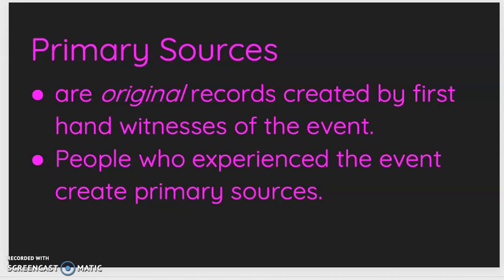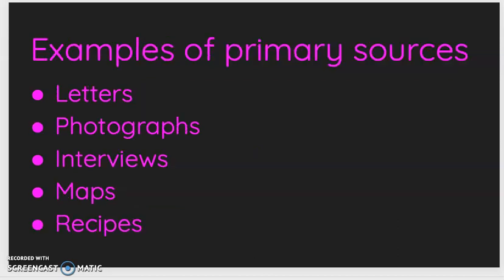So for example, if we're going to talk about a house fire and you are creating a primary source, you actually were there when the event happened. You didn't hear about it later. So, primary sources are original records that are created by firsthand witnesses of the event. Here are some examples of primary sources: letters, photographs, interviews, maps, recipes. These are all primary sources that are original records created by firsthand accounts.